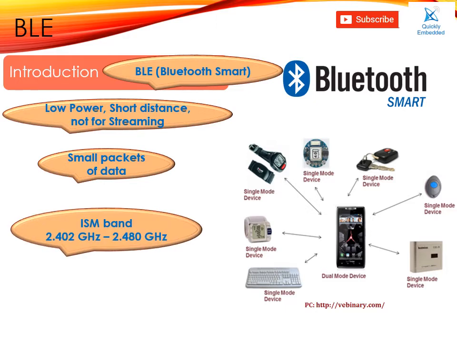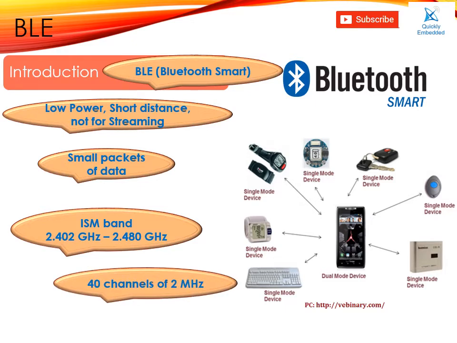In BT Classic, the short wavelength radio transmission is in the ISM band, that is 2.402 GHz to 2.480 GHz. BLE also uses the same spectrum range as that of BT Classic, but BLE uses a different set of channels. That is, instead of classic Bluetooth's 79 channels of 1 MHz, BLE has 40 channels of 2 MHz.